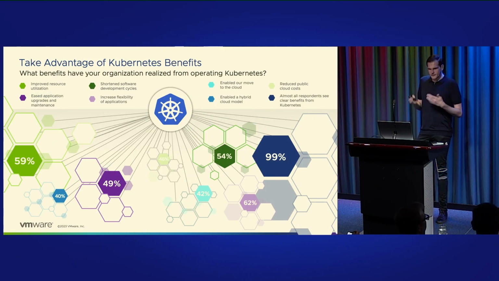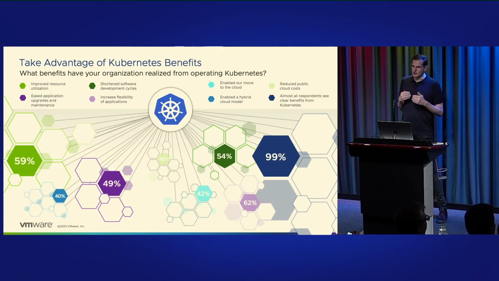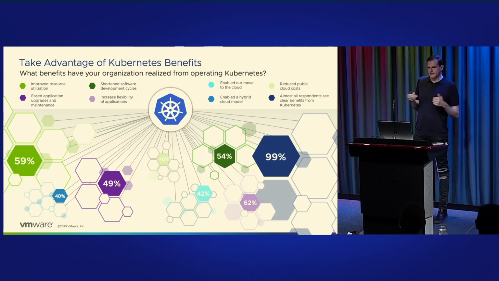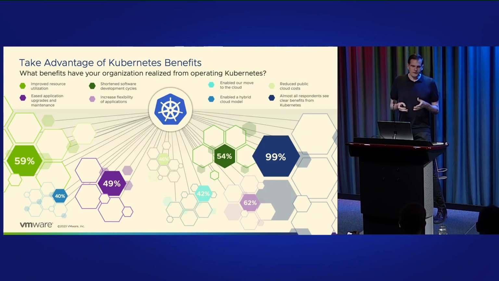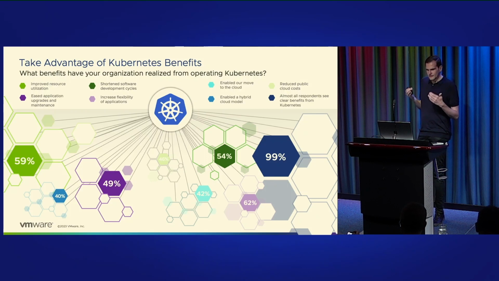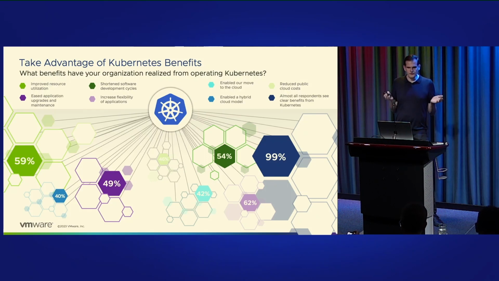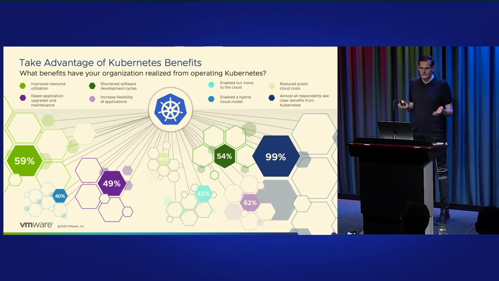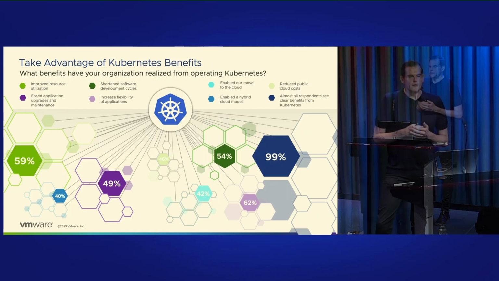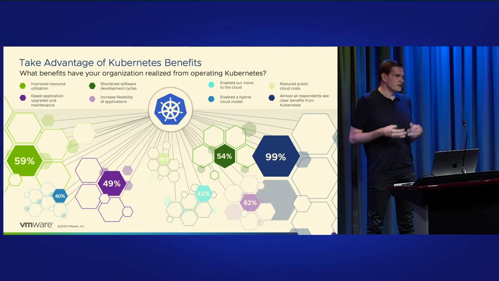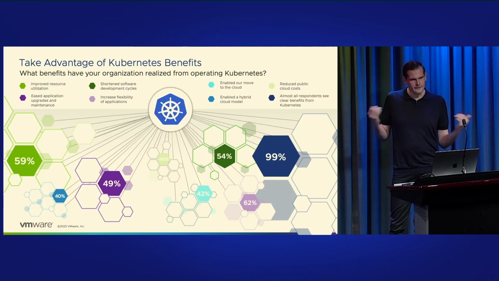As already mentioned, Kubernetes and containers enable a lot of the things you need to deploy and run modern applications with those shortened software development cycles, but they also have a lot of additional value, like, for example, improved resource utilization to save costs, and especially the fact that it enables a hybrid cloud model makes Kubernetes the de facto infrastructure abstraction standard.